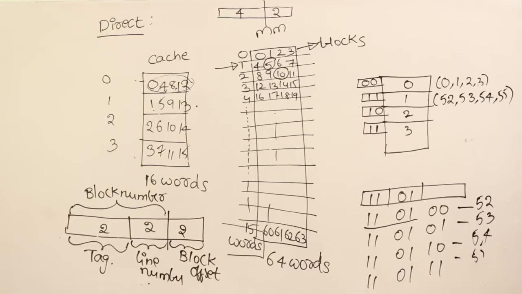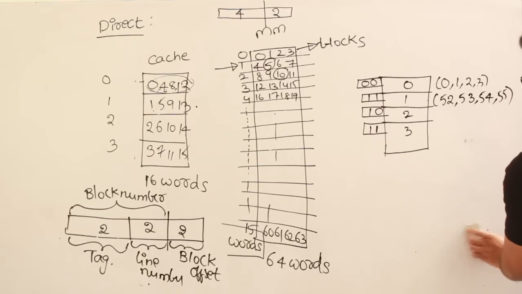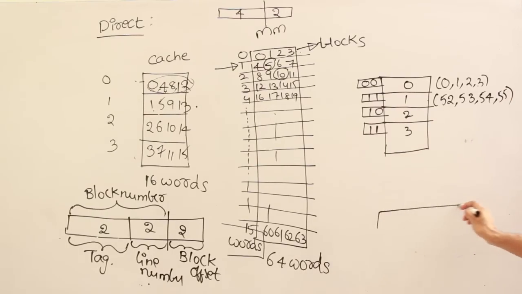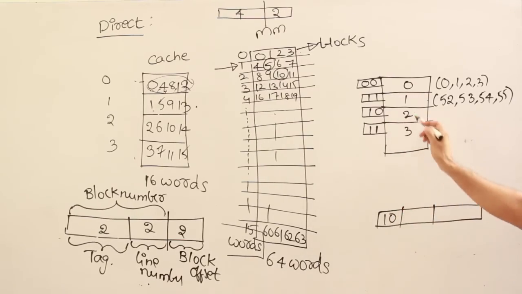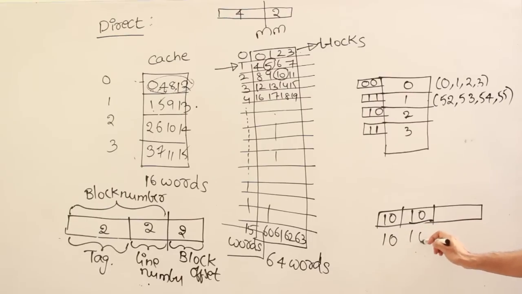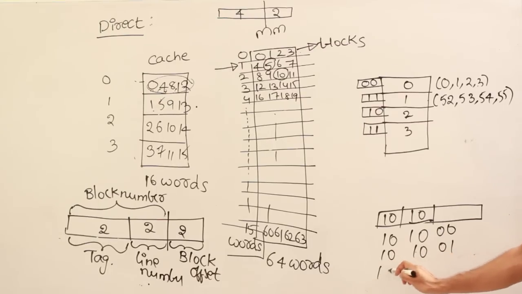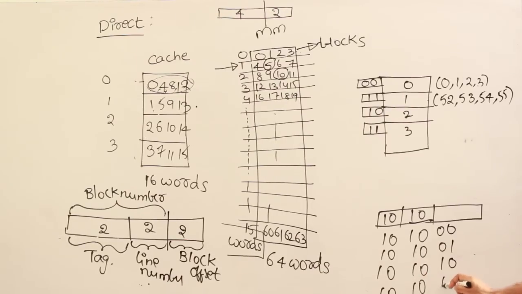And what about the next one? If it is this one, so what does the tag say? The tag bits are 10, the line number is also 10, and then the offset can be 00 to 11, right? So it is 10100, 10101, 10010, 10011, right?